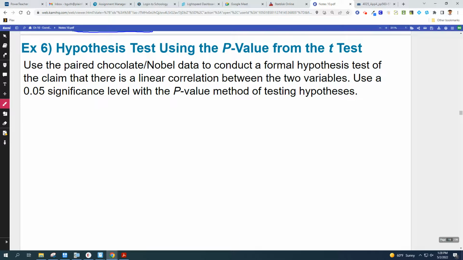Number 6, hypothesis test using the p-value from the t-test. Use the paired chocolate/Nobel data to conduct a formal hypothesis test of the claim that there is a linear correlation between the two variables. Use 0.05 significance level with the p-value method of testing the hypothesis. Okay, so hypothesis test. We're going to start with that null hypothesis. You want to write kind of small here.